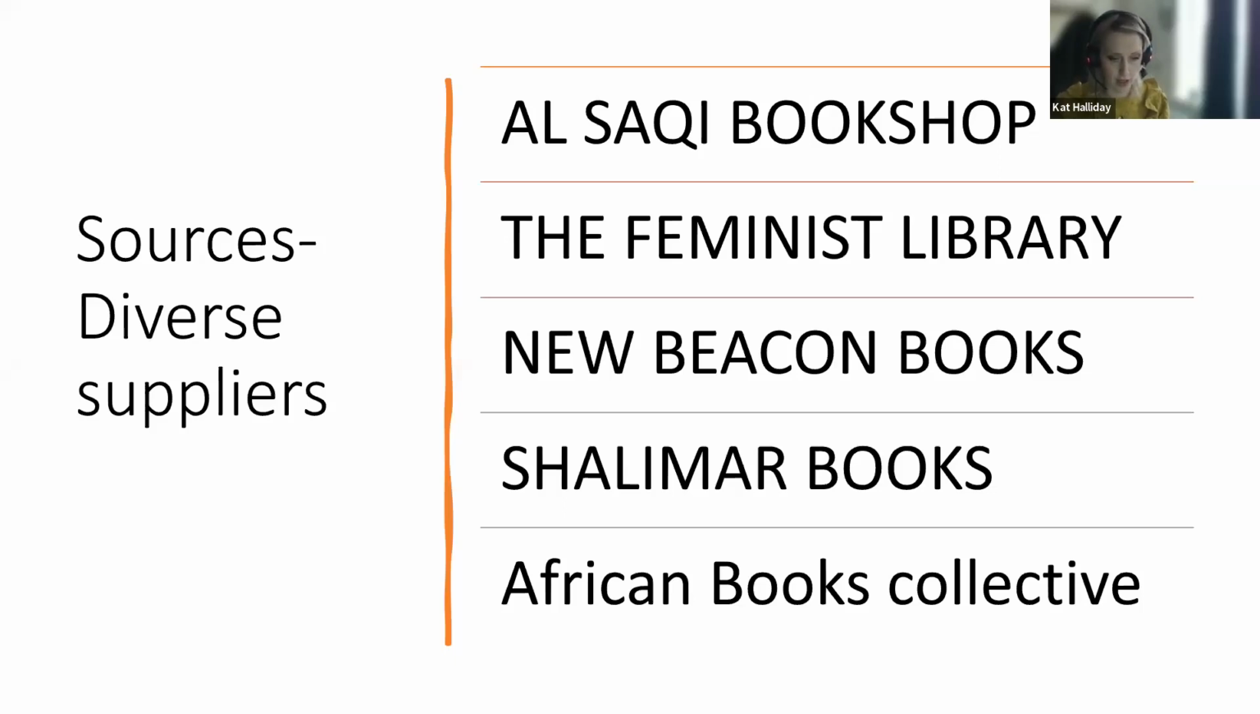New Beacon Books, in North London, specialises in African, Caribbean and African American literature, and it was the first Black specialist bookshop. They've been open since 1966. Shalimar Books, again in London, in Kennington, is the leading supplier of Indian books. African Books Collective is an online shop, but I think it has a shop in Oxford, and it has catalogues and publisher profiles to help you identify African works. So give them a look if you're looking for alternative suppliers.